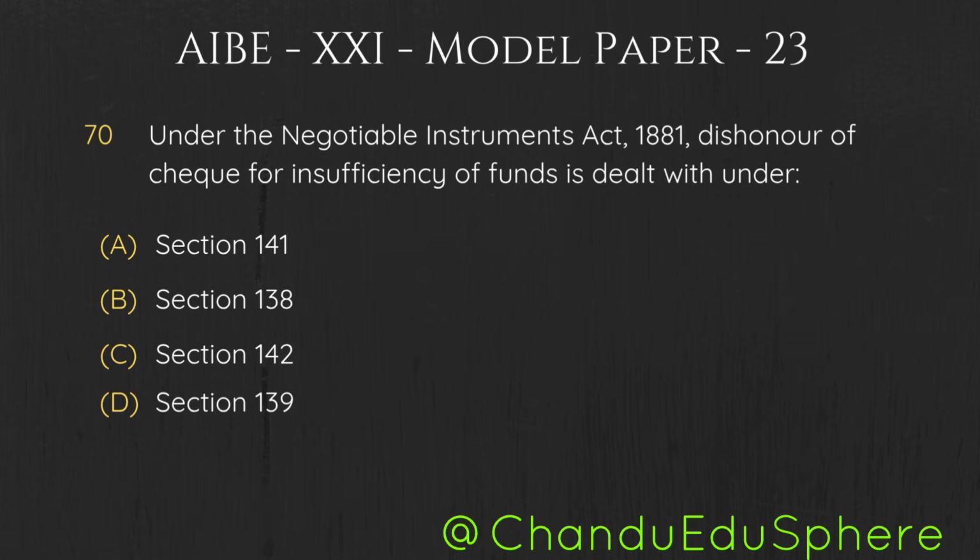Under the Negotiable Instruments Act 1881, dishonor of check for insufficiency of funds is dealt with under Section 138, which specifically criminalizes dishonor of a check on account of insufficiency of funds or because it exceeds the amount arranged to be paid, treating it as a quasi-criminal offense.